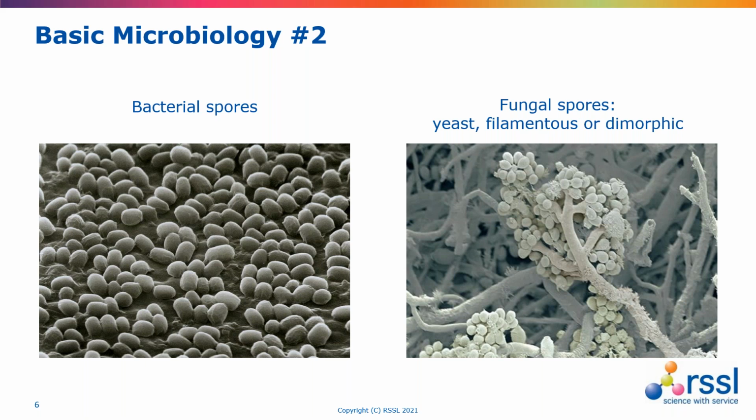On the right-hand side are fungal spores. Fungal spores tend to be associated with filamentous fungi. It's not an exact division, because there are some yeast-like fungi that can produce spores, and there are also fungi like Candida albicans that are dimorphic, which can take on yeast and filamentous characteristics. The fungus shown on the slide there is Penicillium.